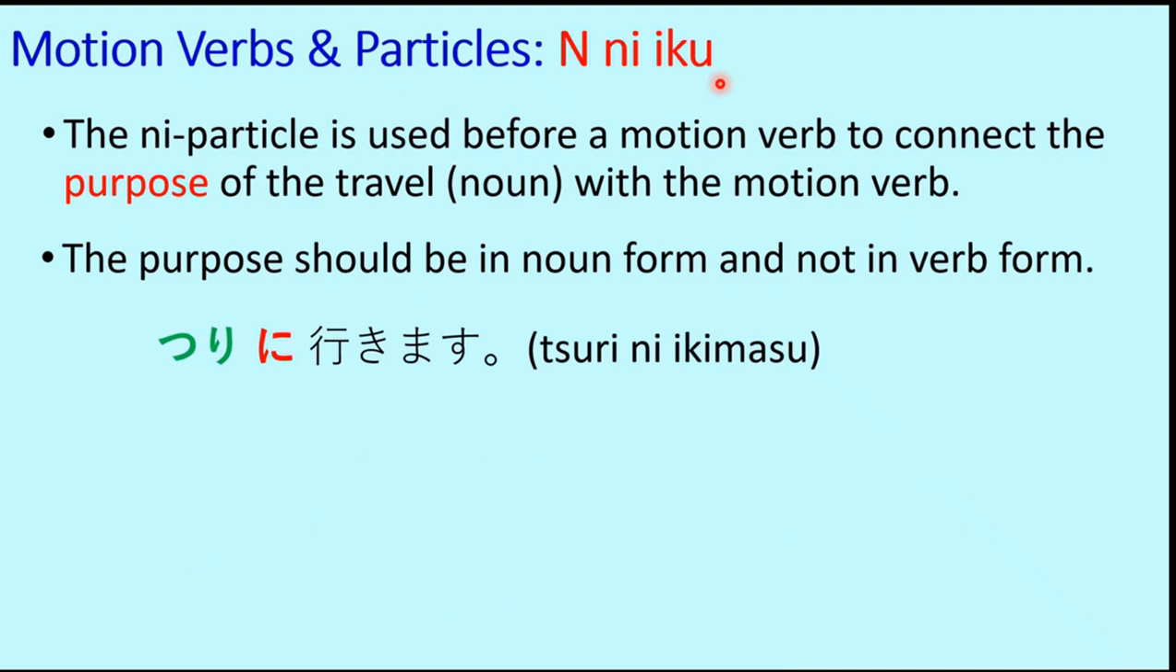Another example, tsuri ni ikimasu. Do you know what tsuri is? Tsuri means fishing. So tsuri ni ikimasu means I am going fishing. Fishing is the noun, to fish is the verb. This follows the same structure, noun ni ikimasu, and there is the ni particle because fishing is the purpose. I am going, and what is the purpose of my going? It is fishing. So, tsuri ni ikimasu.